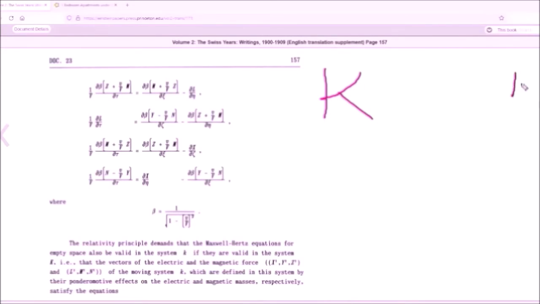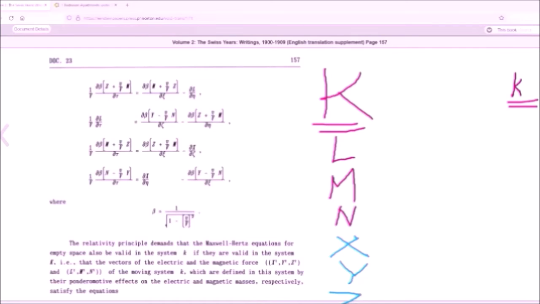He moved it to the small k frame, the frame that is moving with the electron, while the other is at rest. Here you have the L, the M, and the N, those are the magnetic components, and the electric ones are X, Y, and Z. Those are what we measure in our frame or laboratory. He is going to transform them into that frame.